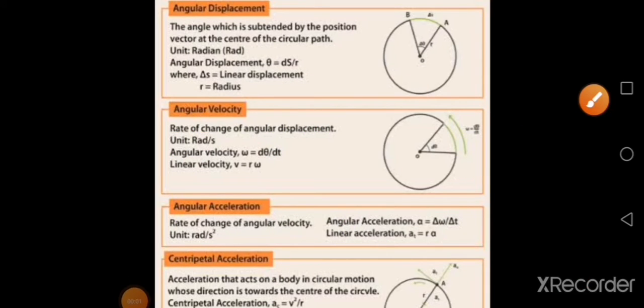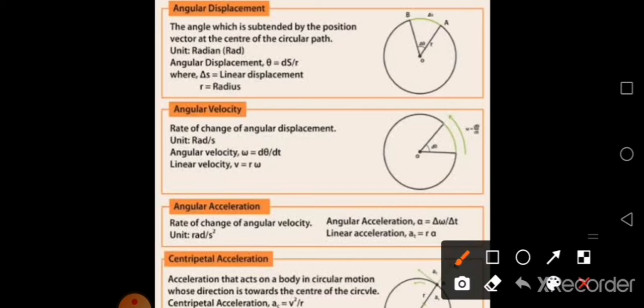Already earlier you have learned what is linear velocity. Now you have learned what is angular velocity. Now let us see a relationship between angular velocity and linear velocity. For that you have the angular displacement equation: delta theta is equal to delta s upon r, isn't it?